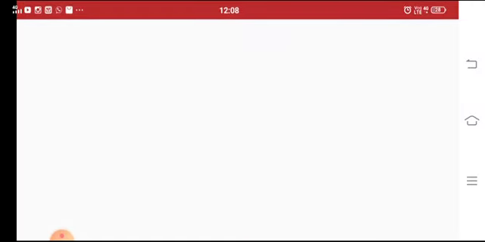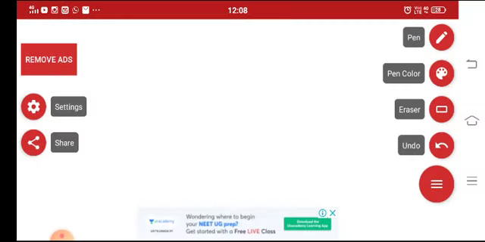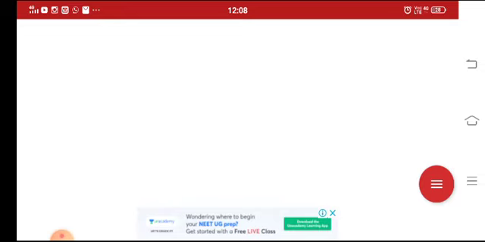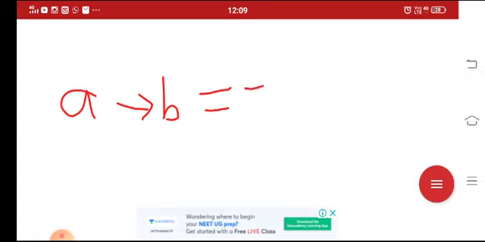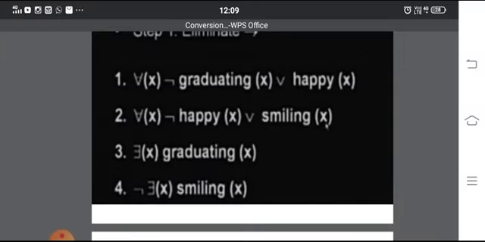Okay, see how this can be removed. Simply, suppose we write A implies B. This implication can be removed by writing it as not of A or B. This is how the implication gets removed from the sentences. This is the first step in our conversion.